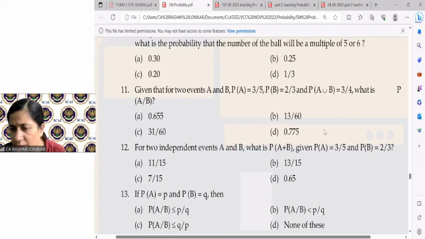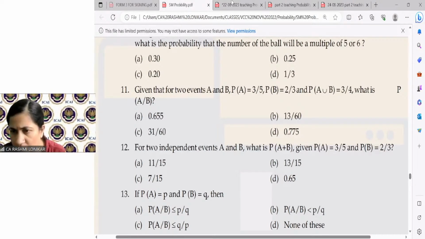See, that is what I was telling you about, right? When two events are independent, what will happen? P of A intersection B will be 0. So you will have 3 by 5 plus 2 by 3. So that is 15. So this is 9 plus 10, 19 upon 15. I think it will be 11 or something. Yeah, I'll just check.